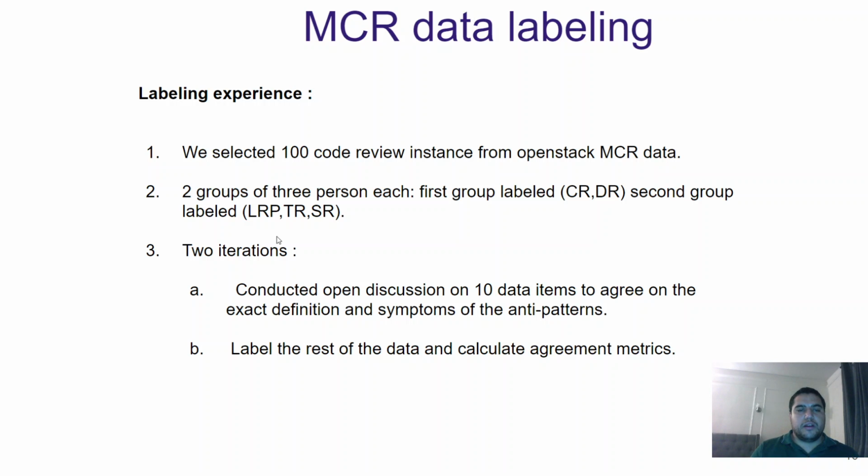We divided ourselves into two groups, each of 3 persons. The first group labeled CR and DR, while the other group labeled LRP, TR, and SR. We first conducted an open discussion on 10 data items to agree on the classification, and finally we labeled all the rest of the data and calculated the agreement metrics.